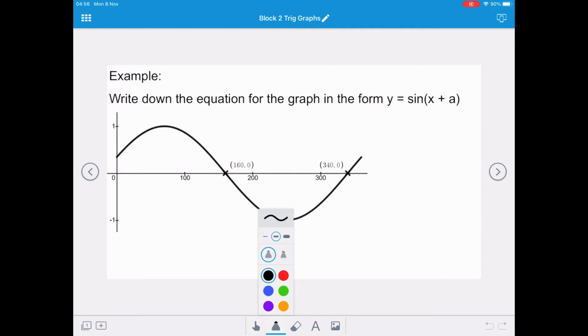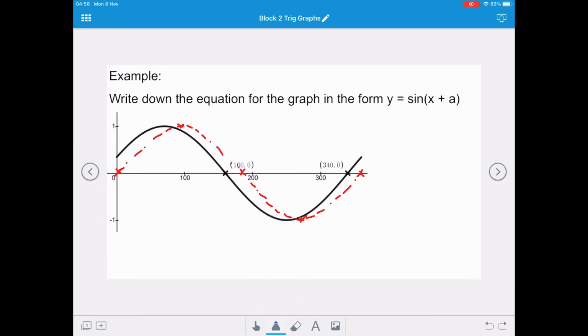So this affects the x coordinates. The first thing we want to do is consider the key points for our y equals sine x curve. It would start at 0, 0, go up to 90, 1, be at 180, 0, 270, -1, and back up to 360, 0. So we can see that the curve in our diagram, our y equals sine x plus a curve, has shifted from its original position to the left.